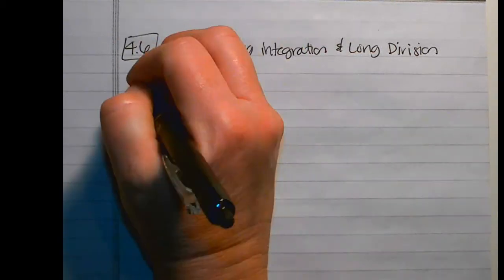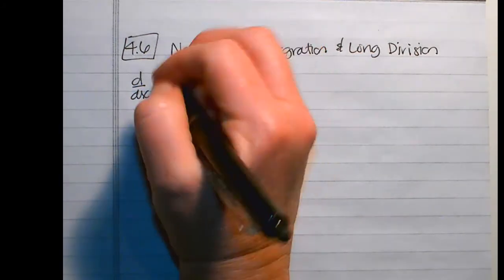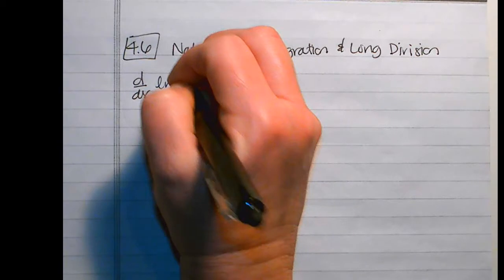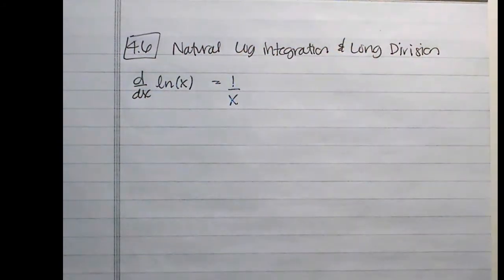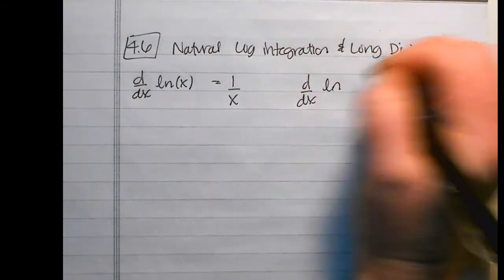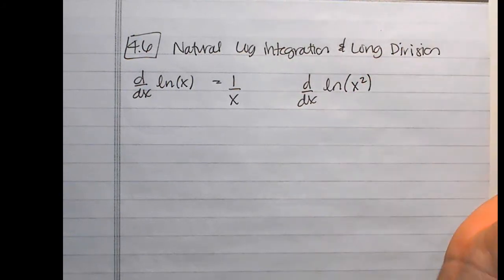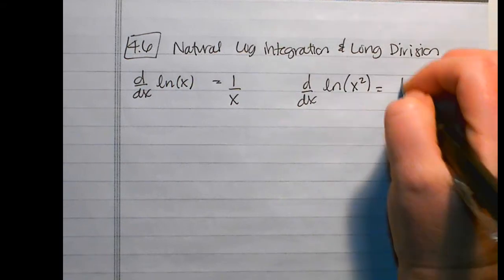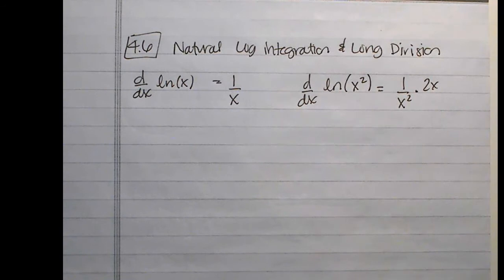You already know that if we said d dx of natural log of x, that would be 1 over x. If we had something more interesting, so we have the natural log of x squared, then we would say 1 over x squared times 2x. So we'd chain rule it, and then that would simplify. So that rings bells to you.